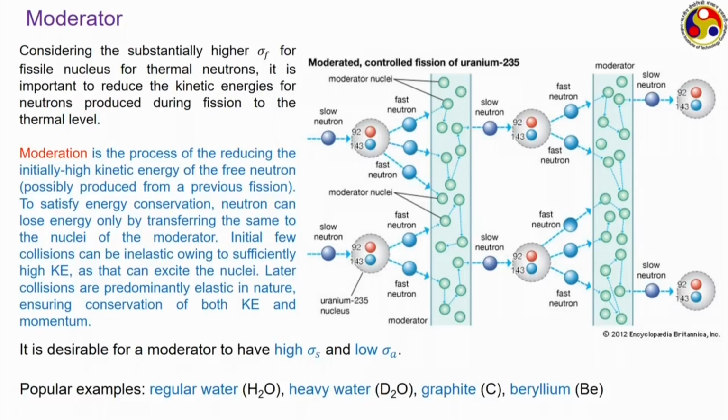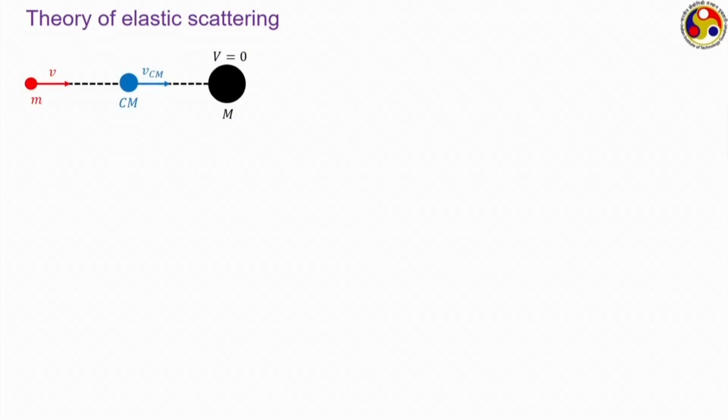Now, another term I would like to clarify here: as we use the term heavy water to signify water molecules which contain deuterium, quite occasionally the term light water is used to indicate normal water, but we shall be using the term regular water because light water is not a proper terminology. So, we come to the theory of elastic scattering.